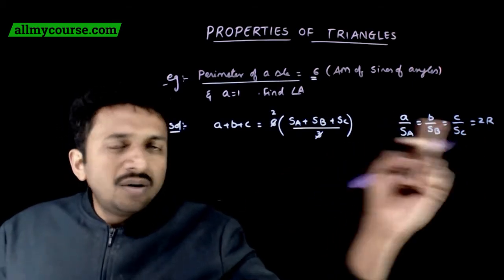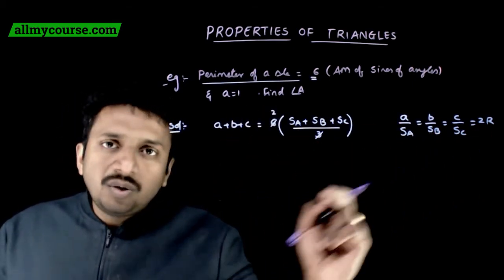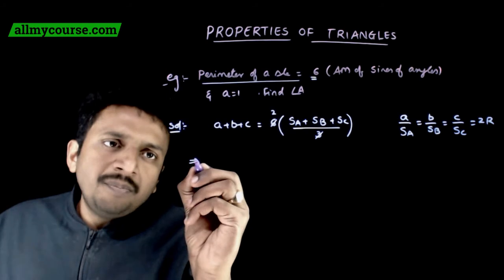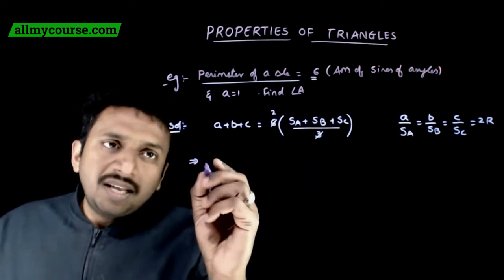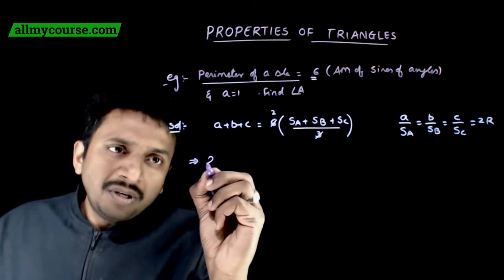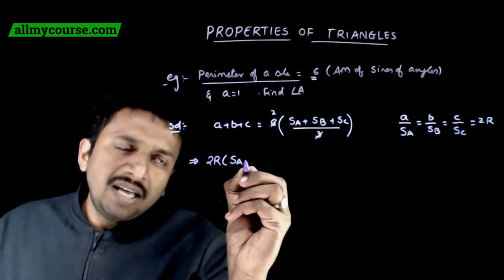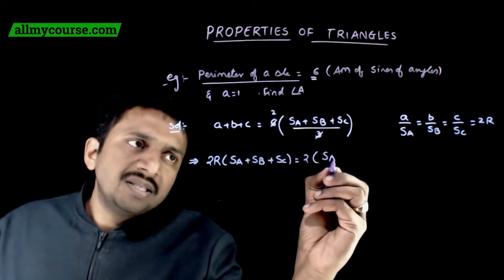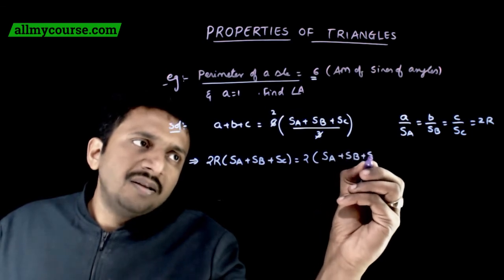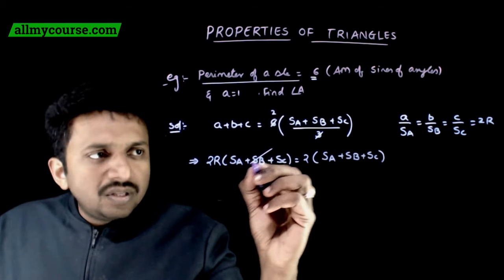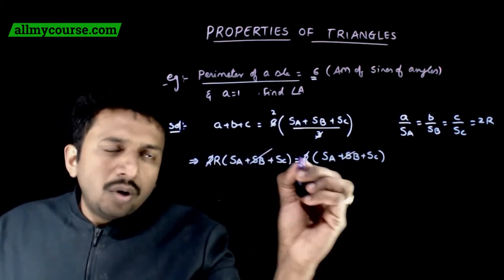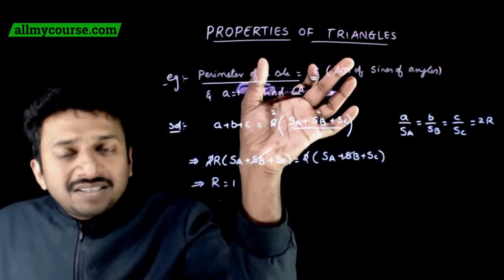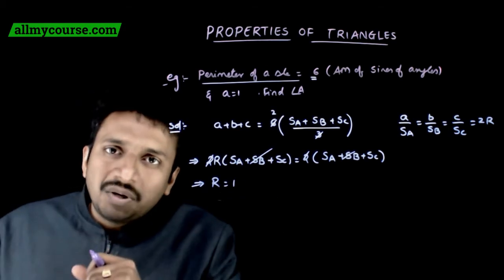So small a is equal to 2R sine A, small b is equal to 2R sine B, small c is equal to 2R sine C. So in all these you have 2R common. So 2R times (sine A plus sine B plus sine C) is equal to 2 times (sine A plus sine B plus sine C). So these two are getting cancelled, and this 2 and 2 also are getting cancelled. This implies R is equal to 1. So from the first piece of information you got the circumradius as equal to 1.